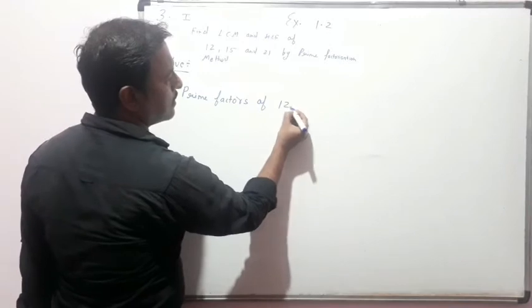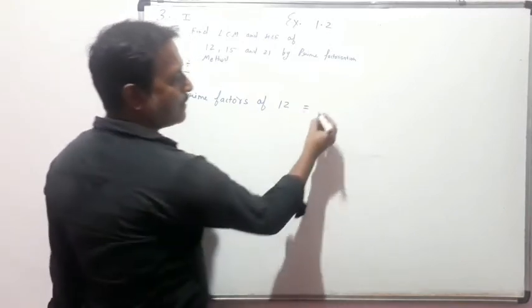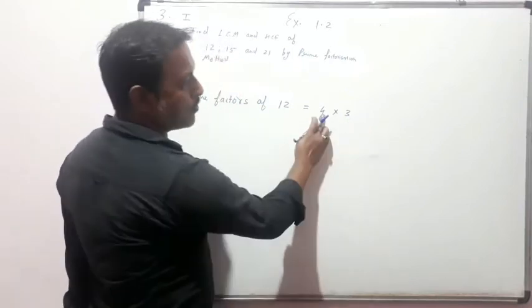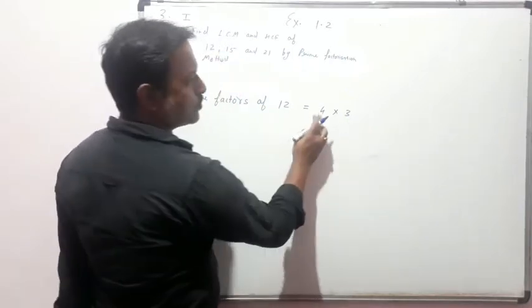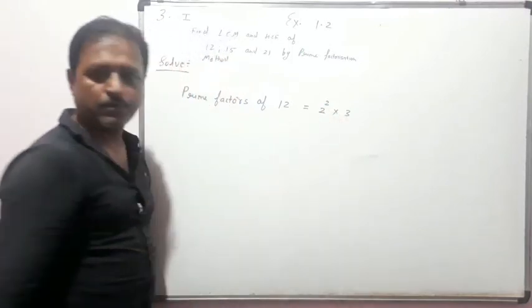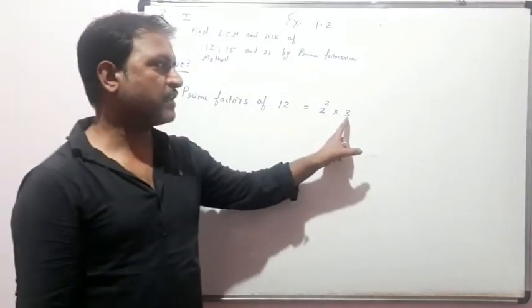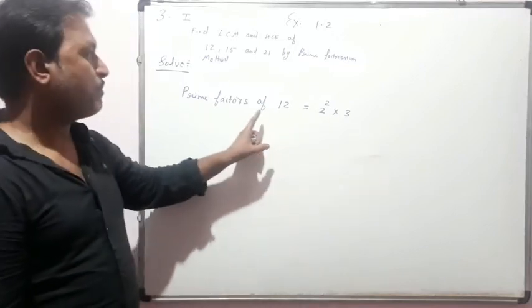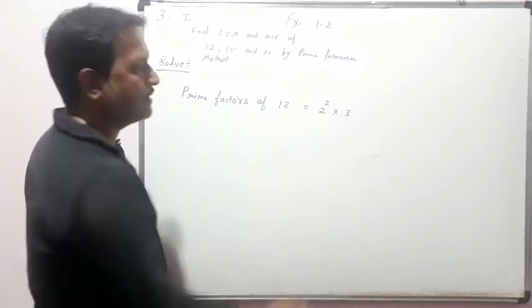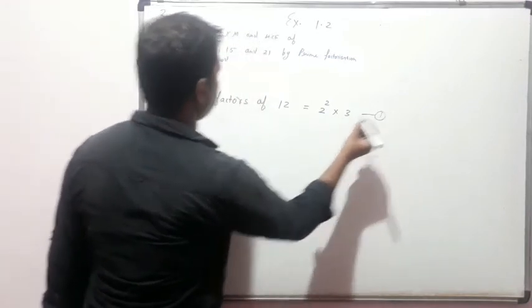12. So 12 can be written as 4 into 3, but 4 is not a prime number, so we can write 4 as 2 to the power 2. Now you can see 2 and 3 both are prime numbers. That means the prime factors of 12 will be 2 square into 3. Clear? This is our equation number 1, suppose.